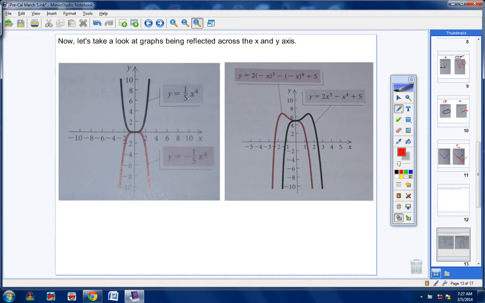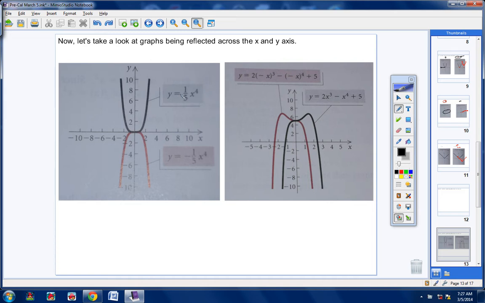Okay, let's start over here. Now y equals 1/5 x to the 4th is this black graph right here. Okay, let me go ahead and erase that. So this black graph right here refers to this function here.